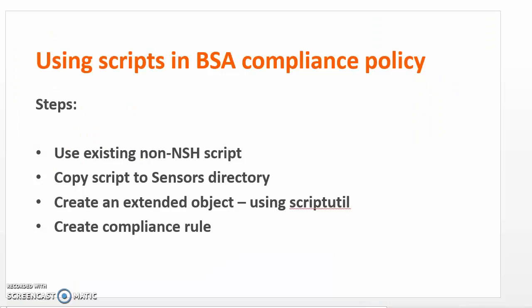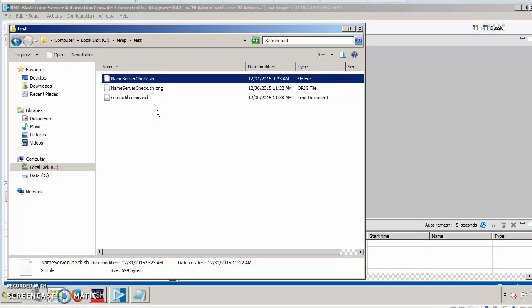These are the steps that we're going to follow. First, we're going to start with an existing non-NSH script. In this example, we'll use a shell script. We're going to copy that script to the sensors directory so that we can use the script utility to remotely execute that script. Then we'll create an extended object within the component template, and we'll use the script utility to run the script. And then finally, we will create the appropriate parts and compliance rule in order to execute that script.